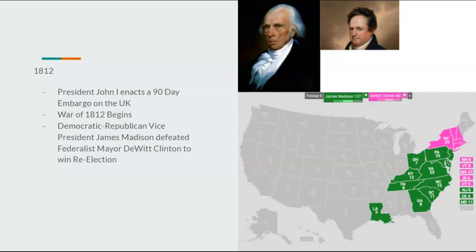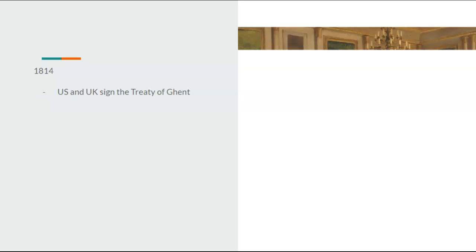In 1812, President John I would enact a 90-day embargo on the United Kingdom, which would make him more unpopular than he already is, which would begin the War of 1812, which, perfect, this is what we need, a war. And we also have an election, in which Democratic-Republican Vice President James Madison would defeat Federalist Mayor DeWitt Clinton to win re-election. In 1813, there's nothing noteworthy besides the war.